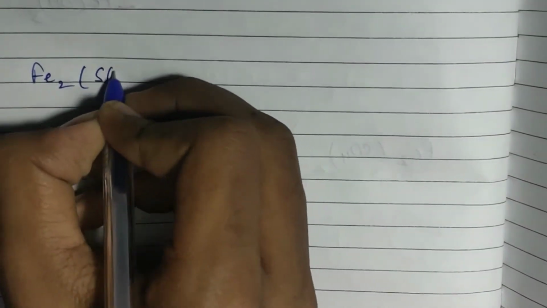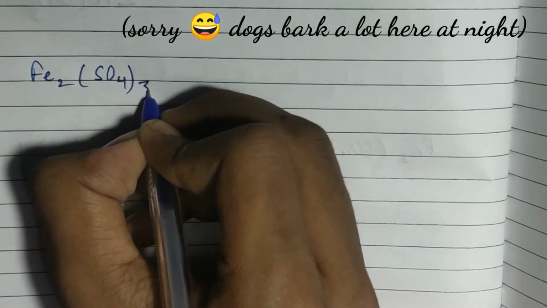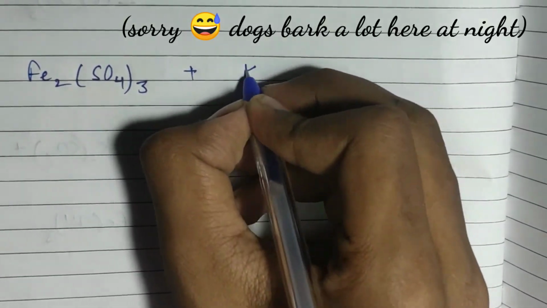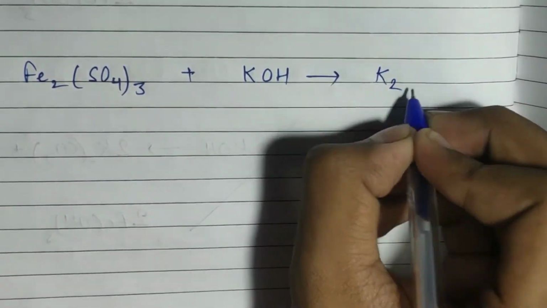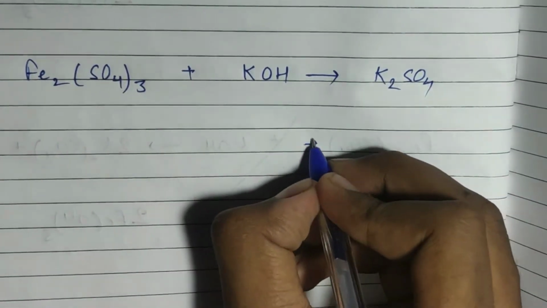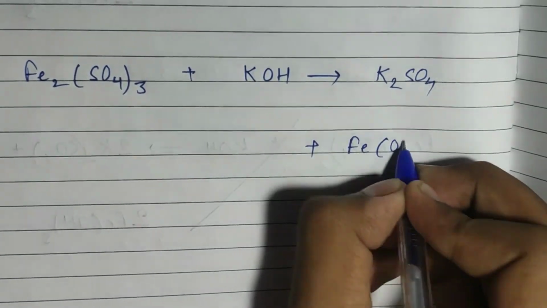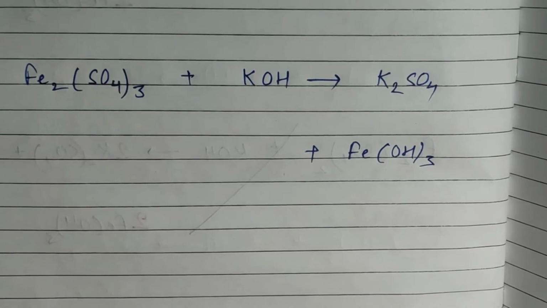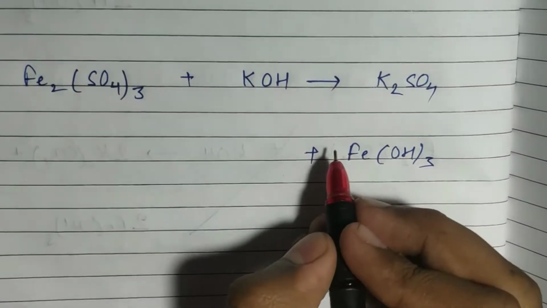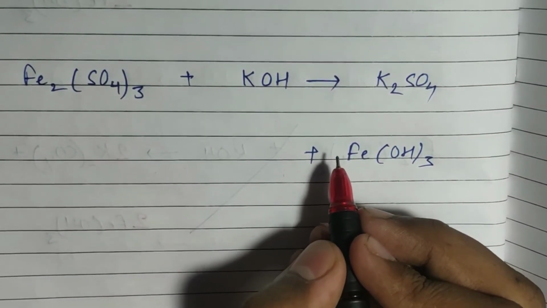Let's take something difficult this time. So the equation goes like: ferric sulfate combines with potassium hydroxide to give potassium sulfate and ferric hydroxide. Does this seem difficult? Well, it really is not. As we'll do it step by step, it will seem way more easier.